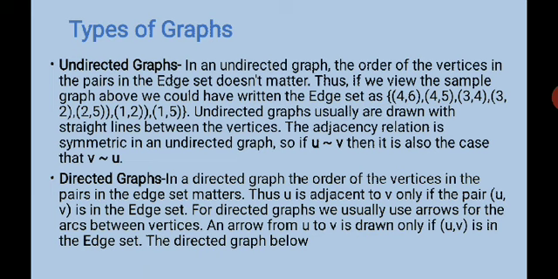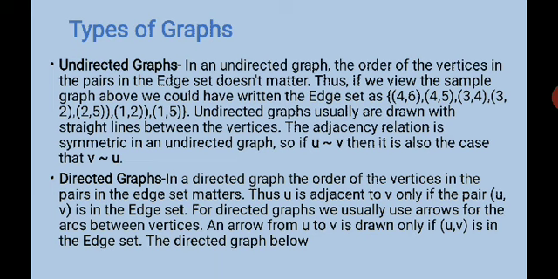The next topic we have is types of graphs, right? Undirected graph. What is an undirected graph? That is one which does not have any direction. In an undirected graph, the order of vertices in the pair in the edge set doesn't matter. Like 4 5 means 5 4, right? Thus, if we view the sample graph above, we could have written that as 4 6, 4 5, 3 4, 3 2, 2 5, 1 2, 1 5, right? So you can write it in any way.